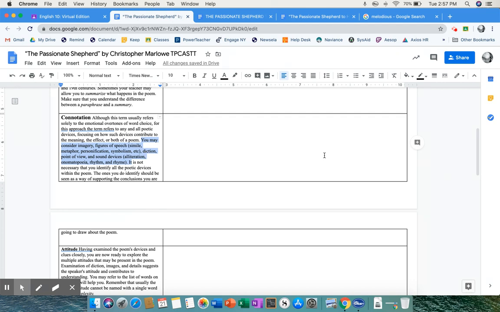Now, do you need to talk about all of them? No, you only need to talk about the ones that you can find in the poem. All right, so don't feel like you need to have 1 or 2 examples of each. You just need to have some. I just need to see some evidence of effort in this section. So you're going to identify them.